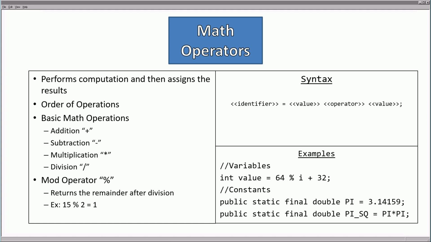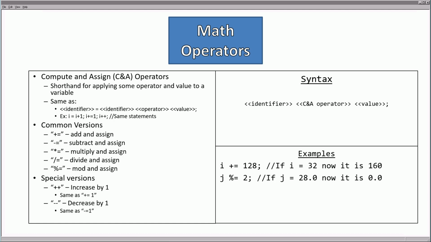Our basic math operations are simply addition, subtraction, multiplication, which is an asterisk, and also division. We also use this very special kind of operator called the mod. This returns the remainder after division. So as an example, we can see 15 mod 2 is 1. That's simply because 2 goes into 15 7 times with a remainder of 1.